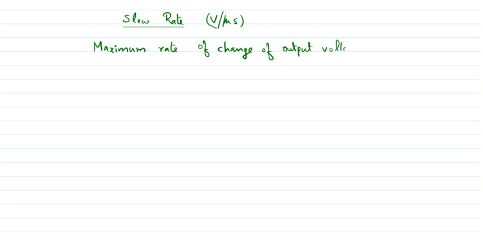So what is slew rate? Slew rate is the maximum rate of change of output voltage with respect to time, usually specified in volt per microsecond.